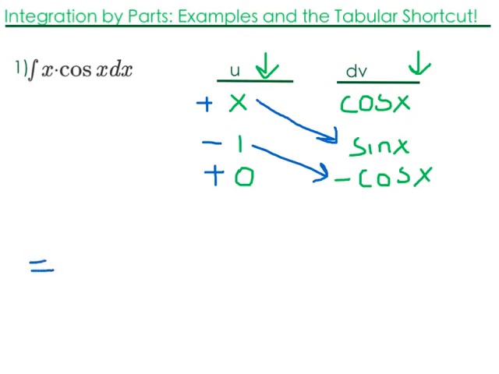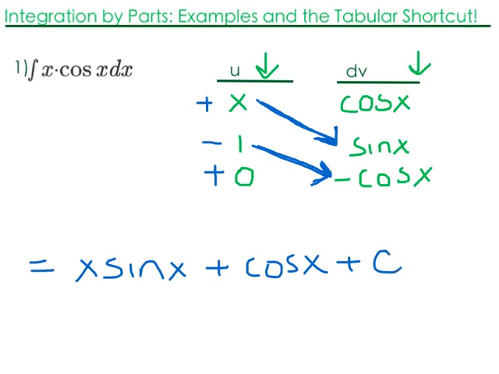So I have x times sine x, and I have a minus 1 times a negative cosine x, which is plus cosine x, and I add a plus C. So we love our tabular technique. It gives us the exact same answer as that long way did, and this is going to be really, really helpful when I have higher powers of x floating around my problems.